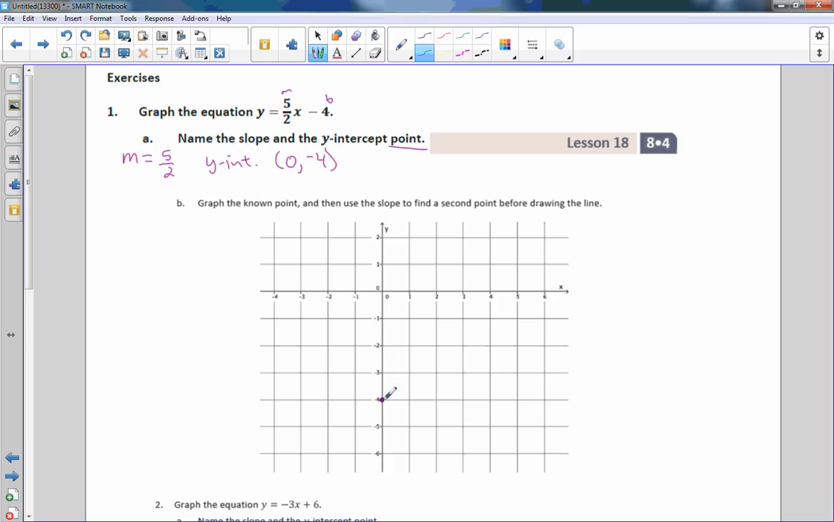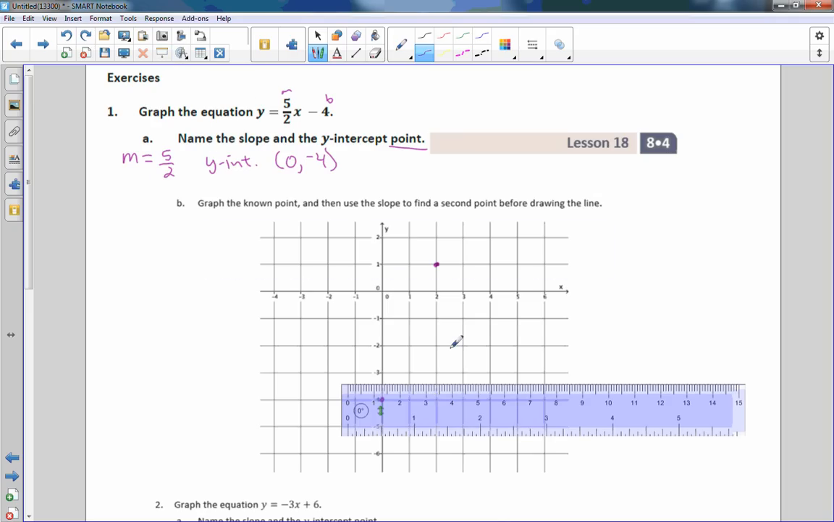Okay, there, it's graphed. Then use the slope to find the second point before drawing the line. So the slope is 5 over 2, which means to rise 5, go up a distance of 5, and then right a distance of 2. There's my point.